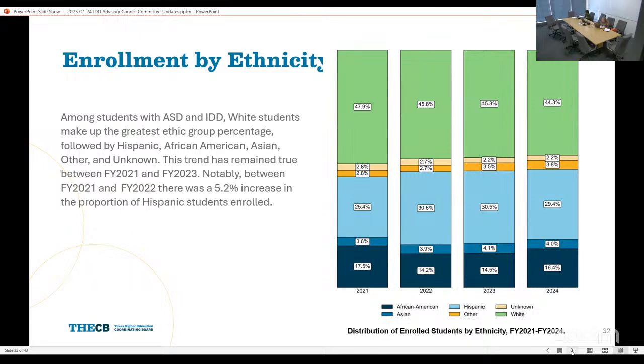Okay. Enrollment by ethnicity. Let me try to do something on my screen so I can read these numbers better. Among the students with ASD and IDD, white students make up the greatest ethnic group percentage, followed by Hispanic, African American, Asian, other, and unknown. This trend has remained true between 2021 through 23. Notably, between 21 and 22, there was a 5% increase in the proportion of Hispanic students enrolled. So that's good. Okay. Any comments before we go to the next slide? Anyone need more time to read these?